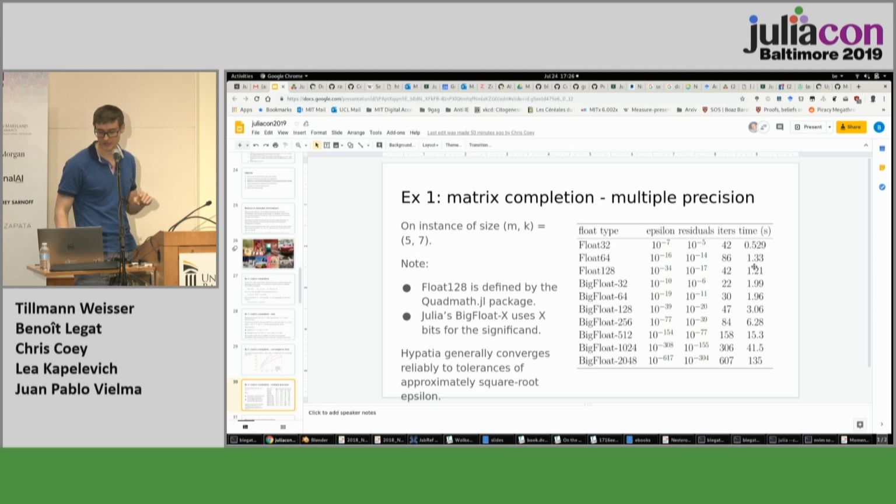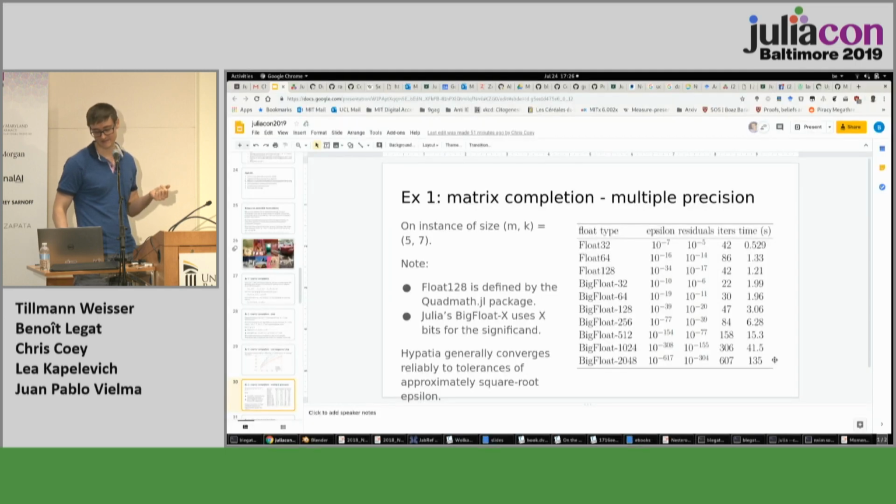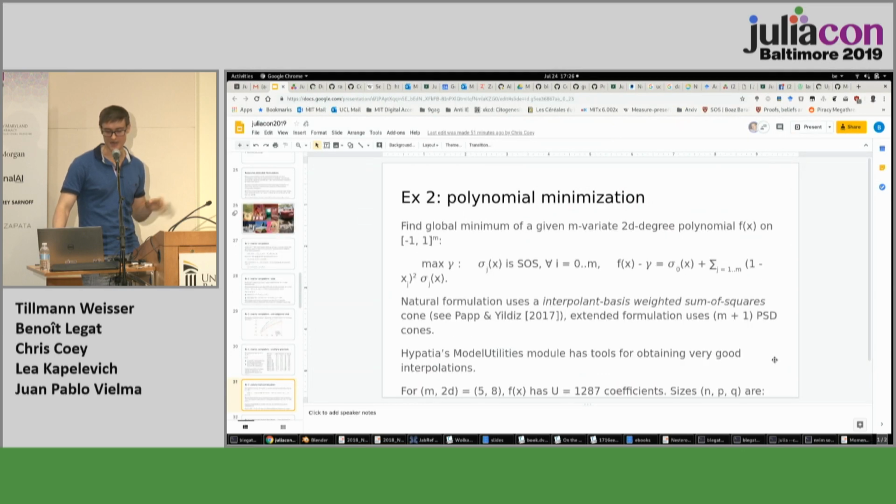But you can see it with the timings. So with Float64, we're taking 1.33. We're taking a lot of iterations because there are some numerical issues there. And with BigFloat 2048, that's using 2048 bits for the significand, it's going to take 135 seconds. And it's going to get to worst case residuals of 10 to the negative 304, which is insane. Yeah. All right, another example.